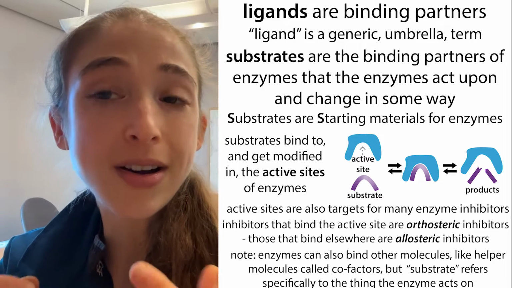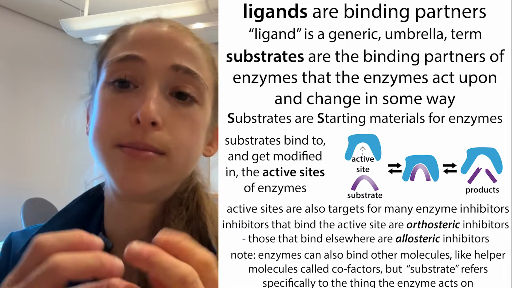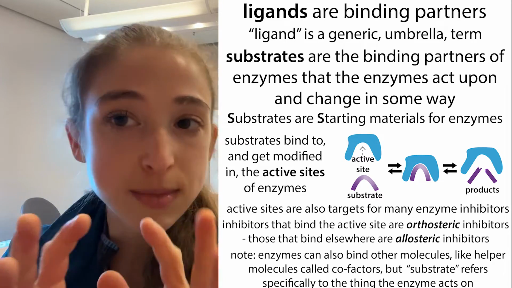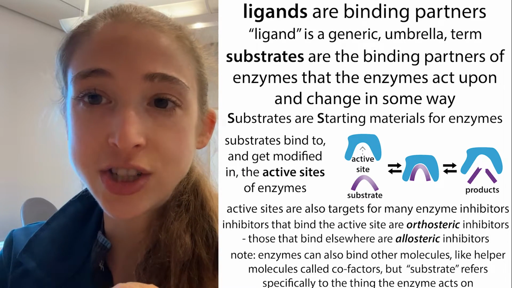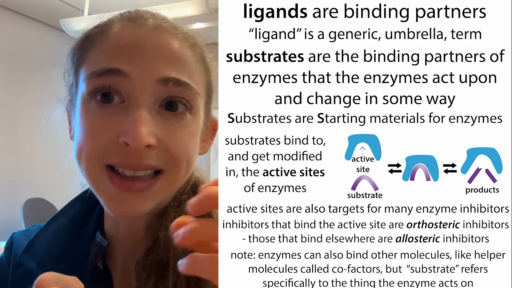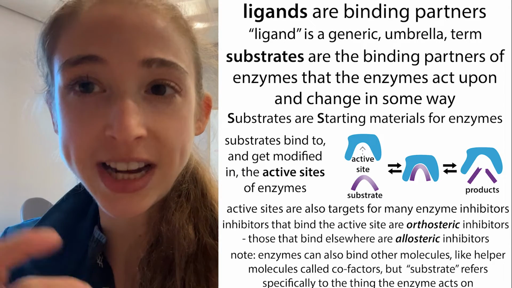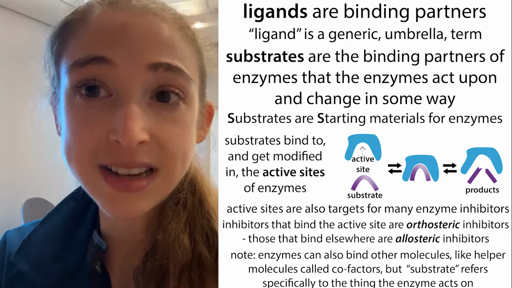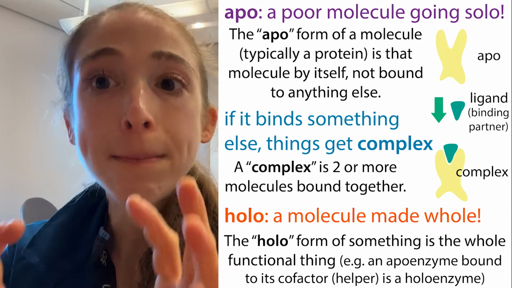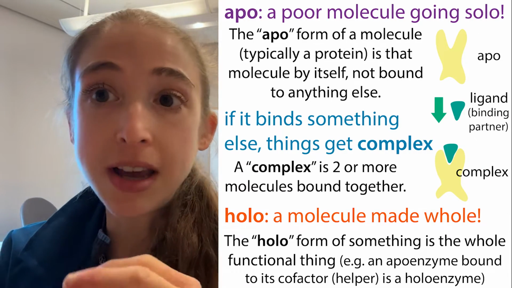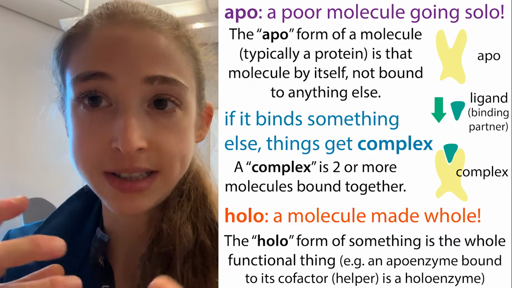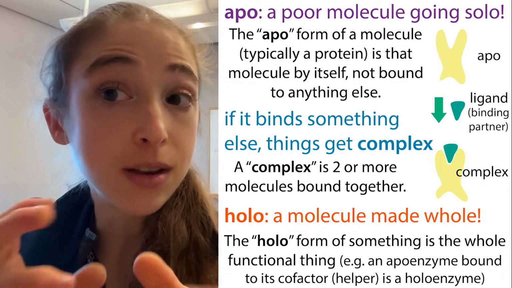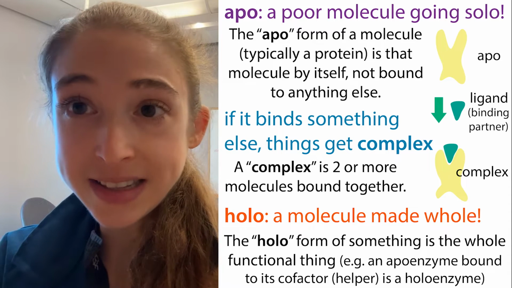And if we're talking about an enzyme, so a protein, typically a protein, sometimes RNA, sometimes both, that modifies something else. It helps catalyze a reaction. Then the substrate is like the ligand that it binds, but it actually changes that thing. So that's a special case of ligand. But for all these things we can be talking about, when we have multiple molecules bound together, we can call this a complex. And it can be really useful to get a look at these.